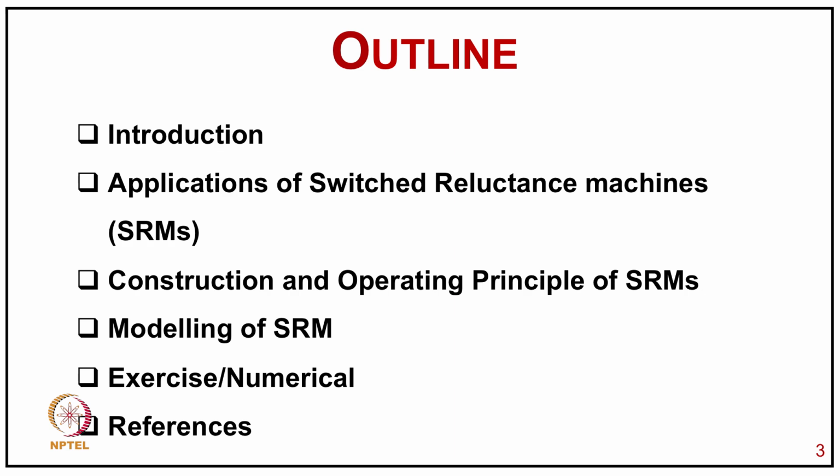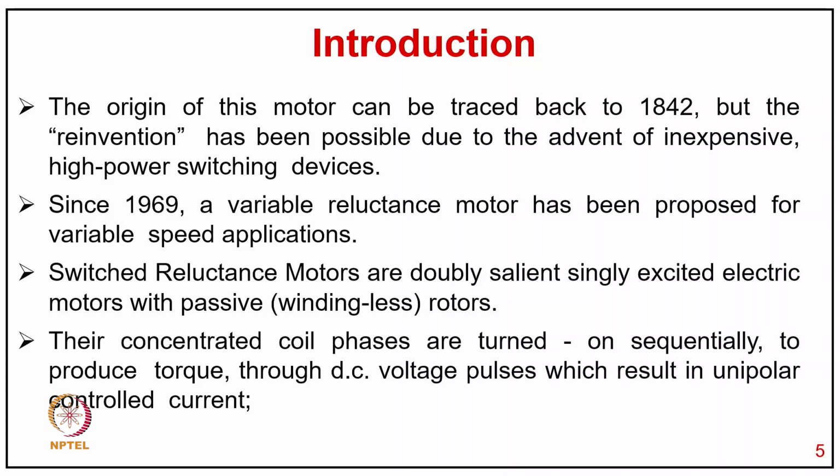Coming to the introduction, the origin of this motor can be traced to 1842, but its reinvention has been possible due to the advent of inexpensive high power bipolar switching devices. Since 1969, a variable reluctance motor has been proposed for variable speed application. Switched reluctance motors are singly excited electrical motors with passive windingless rotors, and these concentrated coil phases are turned on sequentially to produce torque through DC voltage pulses, which result in unipolar control current.